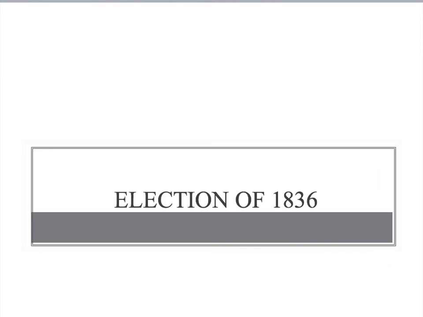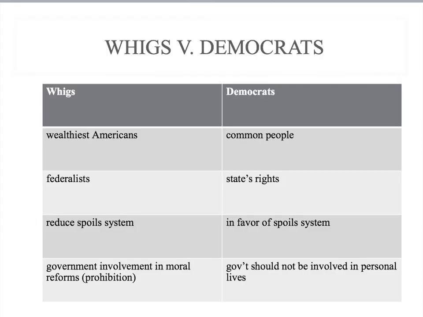We move on from there to getting Jackson out of office with the election of 1836, and once again we see a couple more political parties or factions, however you want to call it, start to spring up. In this case, we're looking at Whigs versus Democrats in this election. Now, as far as the characteristics of each, it wouldn't be a bad idea to know some of the differences between them. The Whigs were made up of the wealthiest Americans, while the Democrats were the common people.